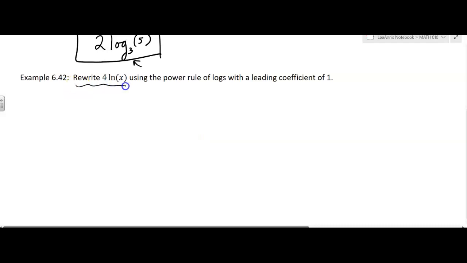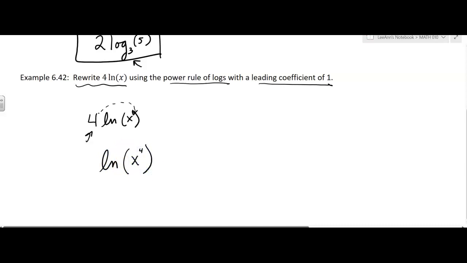This one says rewrite 4 ln(x). Now that's a natural log, right? Okay, so we know the base is e, but we're just going to rewrite this using the power rule of logs, and they want us to have a leading coefficient of 1, meaning they don't want the 4 there. So we want to put the 4 back up in the exponent spot. So we'll write natural log x to the 4th. Now you might have a question about the 4 being inside the parentheses or outside the parentheses. I'm going to say it doesn't really matter. I think it's a little bit clearer if you put it inside the parentheses, but sometimes they don't even put the parentheses, so then it wouldn't matter.